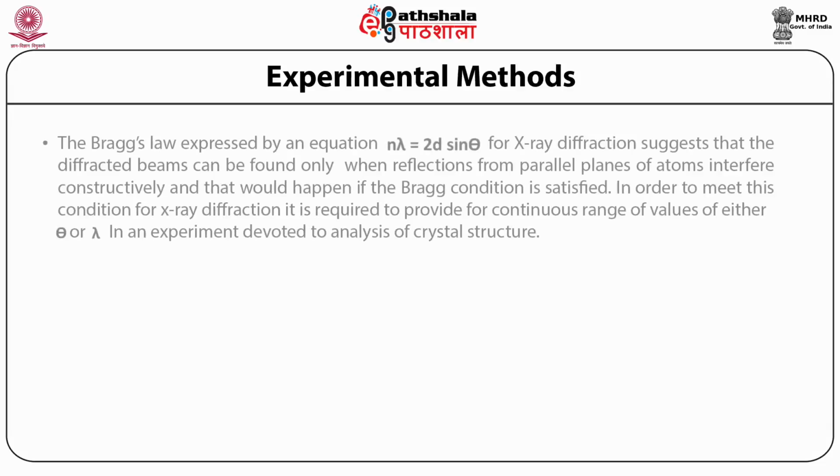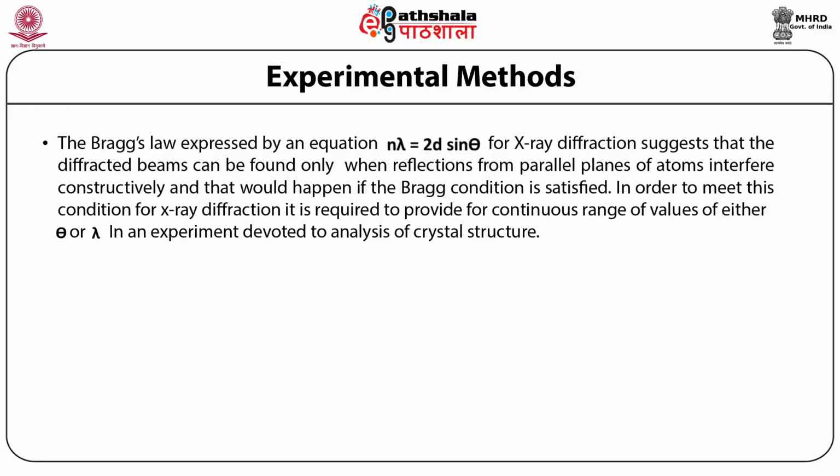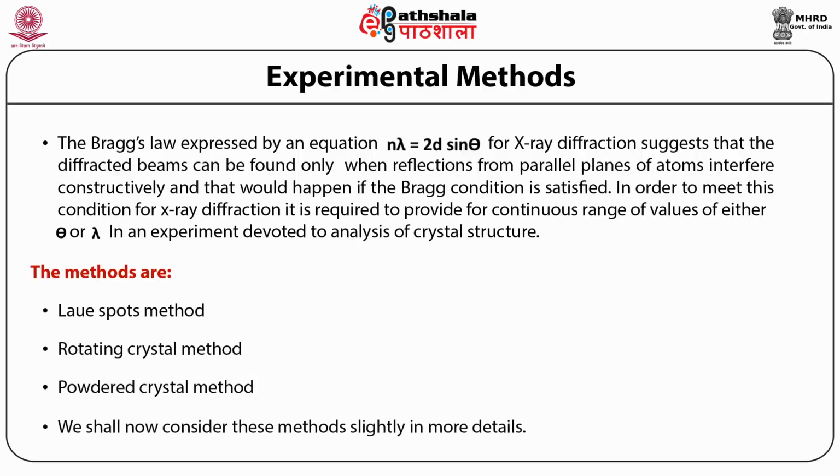Experimental methods. Bragg's law, expressed by the equation lambda equal to 2d sine theta for X-ray diffraction, suggests that diffracted beams can be found only when reflections from parallel planes of atoms interfere constructively, and that would happen if the Bragg condition is satisfied. In order to meet this condition for X-ray diffraction, it is required to provide a continuous range of values of either theta or lambda in an experiment devoted to analysis of crystal structure. The methods are Laue spots method, rotating crystal method, powdered crystal method. We shall now consider these methods in slightly more detail.